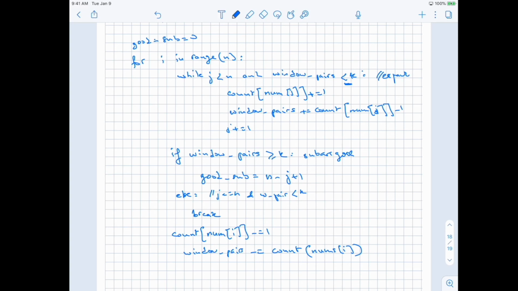So, sliding window technique: we keep track of the window pairs, the number of pairs, and the count of the occurrence of each one, and we decide when to expand and when to collapse. We expand as long as the subarray is not good. We collapse when it's good, and then each time we count, and we do not forget to count for J to expand all the way to the end.